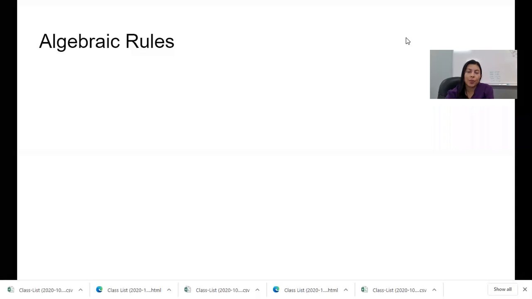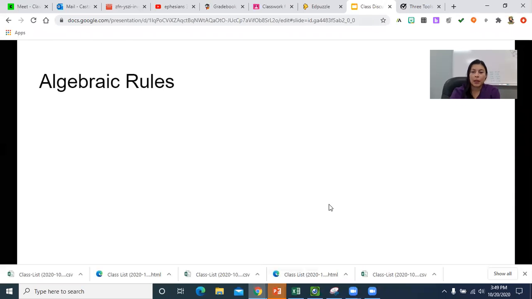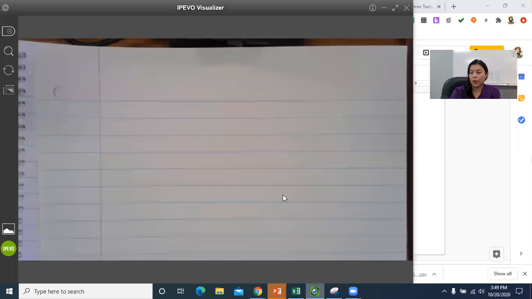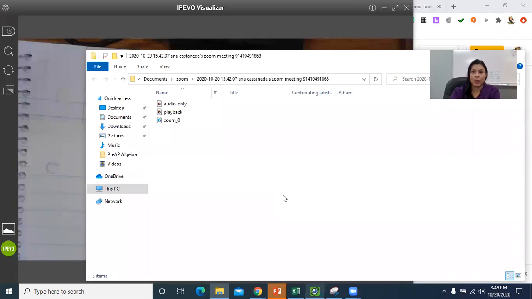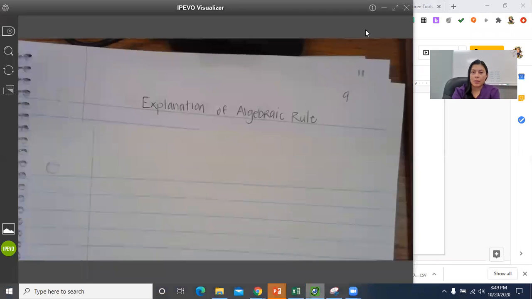All right, so we're going to talk about the algebraic rule in this puzzle, and we're going to talk about it as an explanation. So what should already be in your journal are these notes, but in case they're not, you can pause the video. So again, we are talking about the algebraic rule, and minimize this, maximize that.